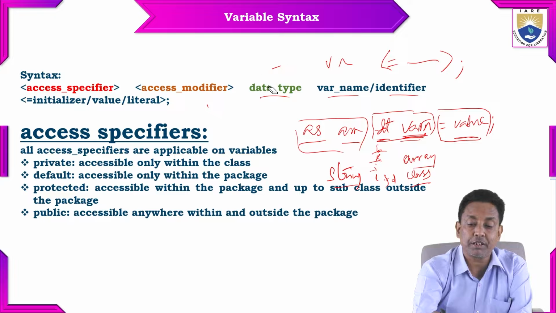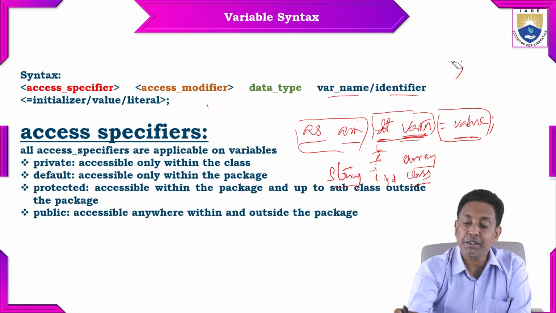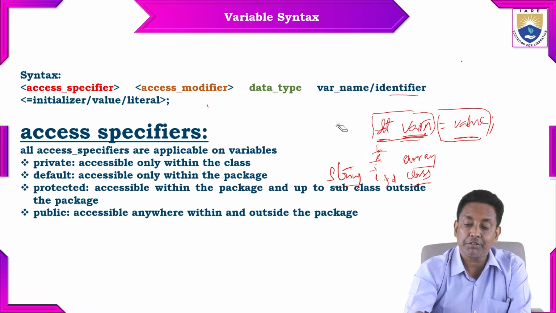Coming to the access specifiers. Which access specifiers can we apply on a class variable?